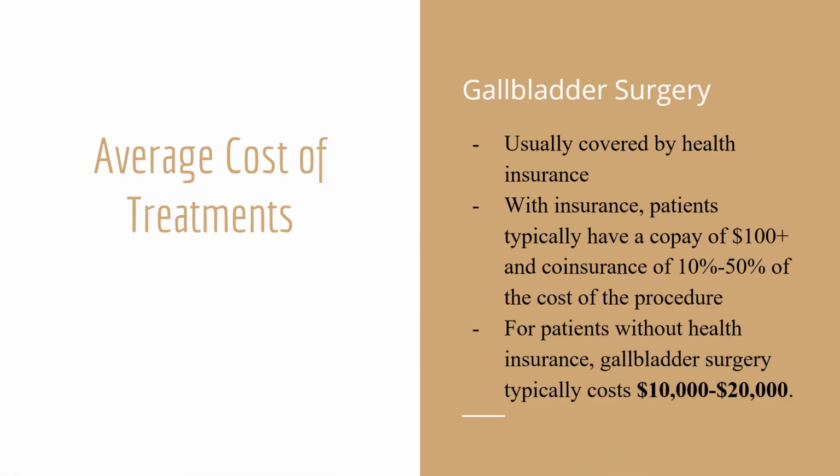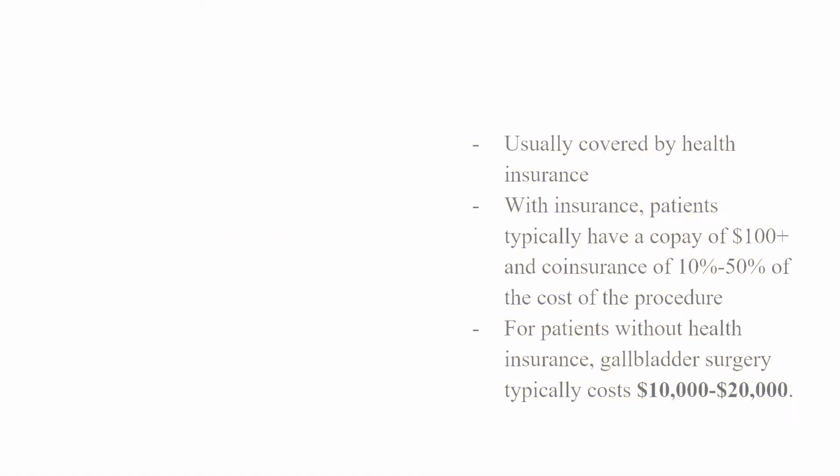If you were to be admitted to the ER for gallstones today, it would most likely be an expensive visit. While most health insurances cover the cost of treatment, patients with insurance are still responsible for a copay of $100 or more and coinsurance of 10 to 15% of the cost of the procedure performed. On average, for patients without health insurance, a typical cholecystectomy will cost you anywhere from $10,000 to $20,000, depending on the hospital, doctor, and your overall condition.